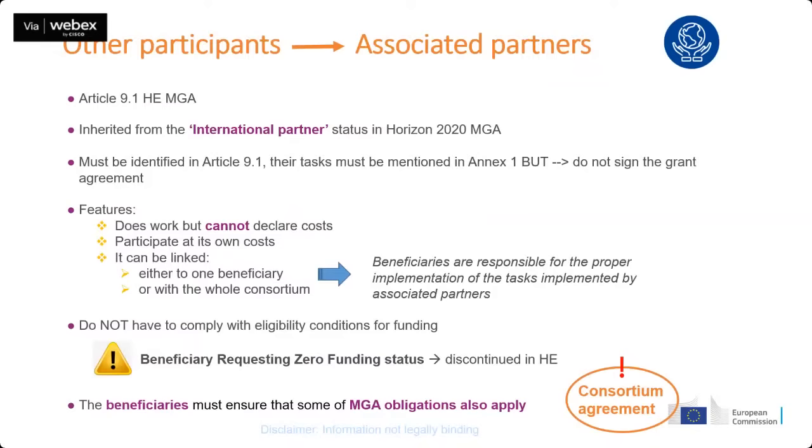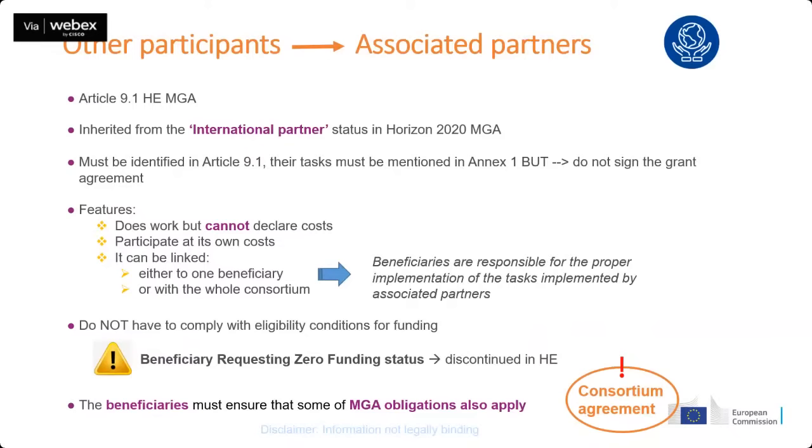And here the key features are that associated partners do work in the action, but they cannot declare costs. So they participate at their own expense. Their costs are not eligible. I think it was explained before by my colleague Isabel that they have to be linked to one beneficiary or to the consortium. And since they don't declare costs, they don't have to comply with eligibility conditions for funding.